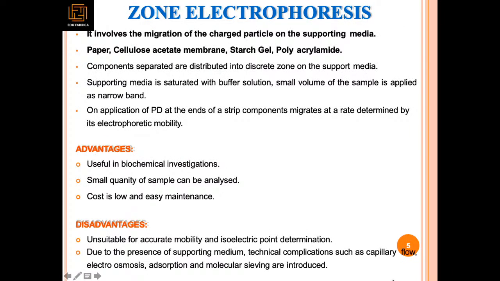Basically in zone electrophoresis, we involve the migration of charged particles on a supporting medium, like paper, cellulose acetate membrane, starch gel, and polyacrylamide, which are the ones that we use. We apply a potential difference at the ends of the strip in order to migrate our samples. The supporting medium is saturated with buffer solution. Small volumes of samples are applied as a narrow band. Some advantages are that it is useful for biochemical investigations.